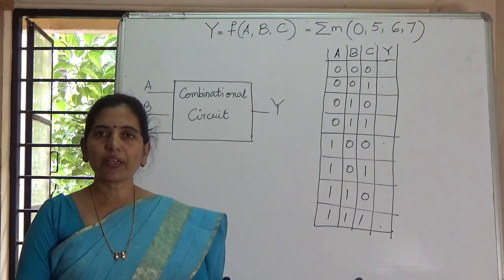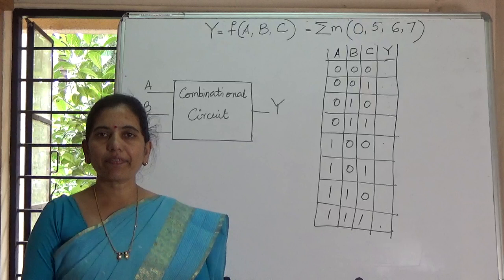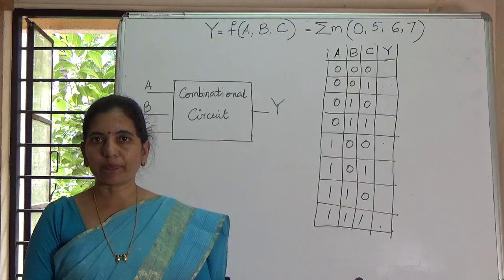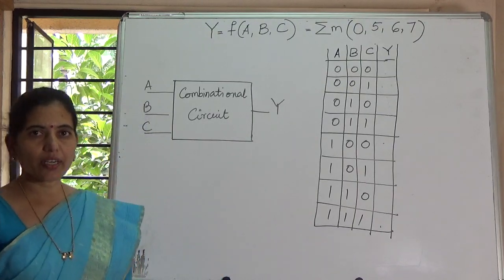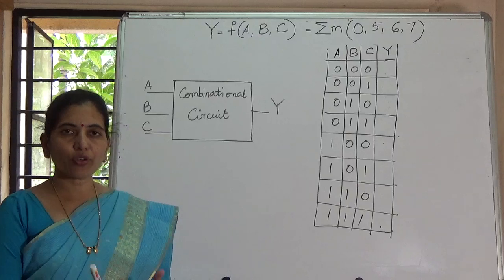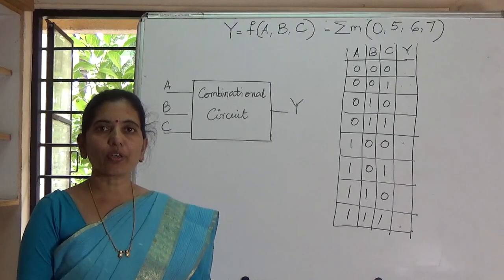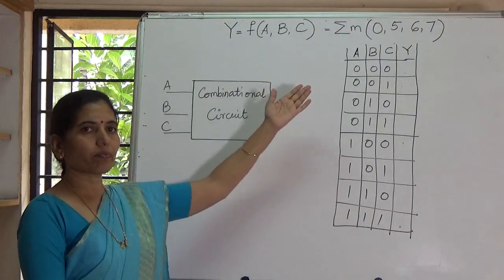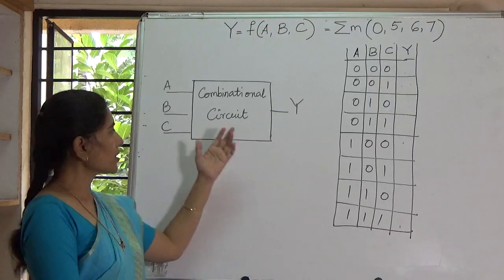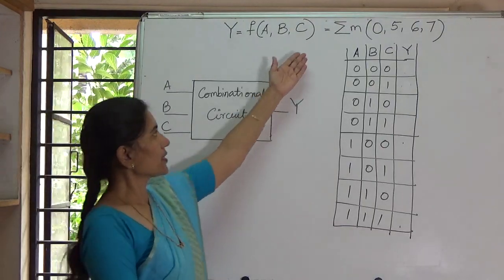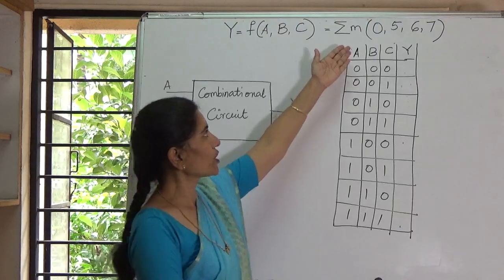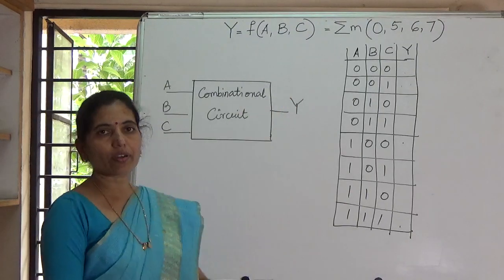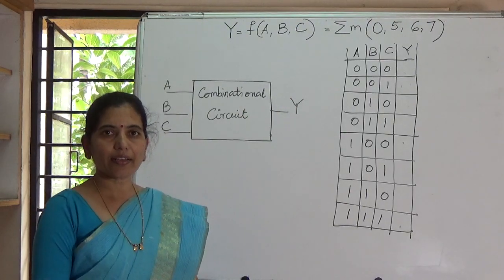Students, now we will learn how to implement any given SOP or POS using a multiplexer. So basically we have a combinational circuit which has certain inputs, and we know for which combinations of these inputs the output is a 1. Suppose a particular combinational circuit has 3 inputs A, B, C, and it is given as a summation of minterms of 0, 5, 6 and 7. That means the output Y is 1 for 0, 5, 6 and 7.